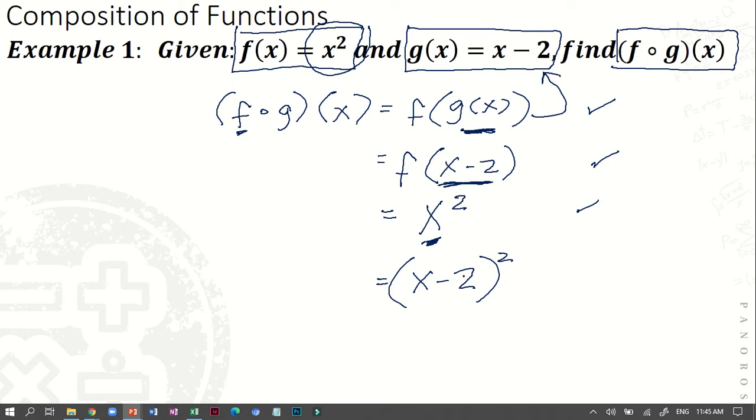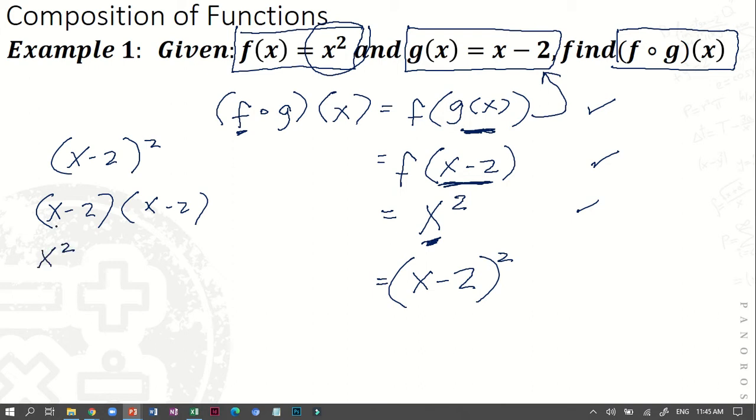Babalik tayo ngayon sa operation on polynomials or operation on functions. Ang ibig sabihin ng x minus 2 squared, kuha ka ng scratch paper, sulat mo ang x minus 2, and then squared. Ang ibig sabihin niyan, i-multiply natin yung x minus 2 sa sarili niya ng dalawang beses. So, that will be x minus 2 times x minus 2. We will apply now the FOIL method. So, x times x, we have x squared.